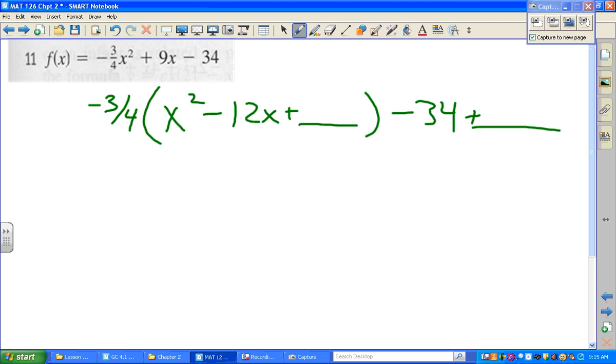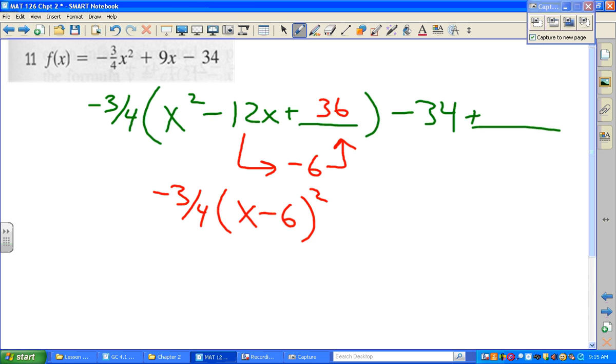When you complete the square, you have to have the ones in front of the x squared. And that's why you take the 3/4 out and divide the 9 by it, because 3/4 times 12 will give you 9. So, cut this in half and you square it, 36. Nice. So I know my answer is going to be like negative 3/4 x minus 6 squared.